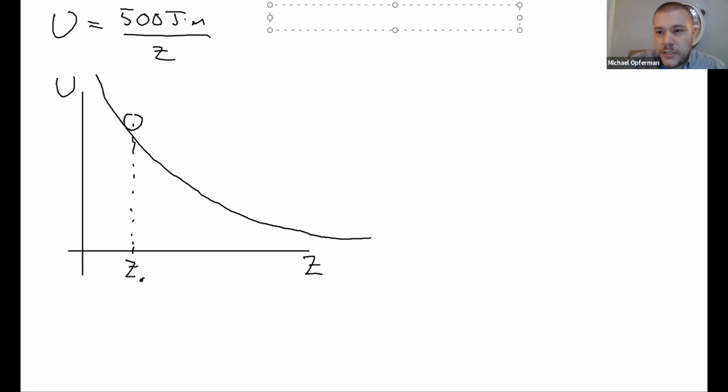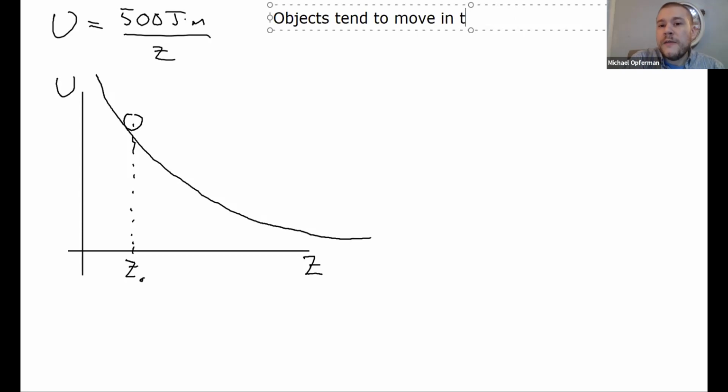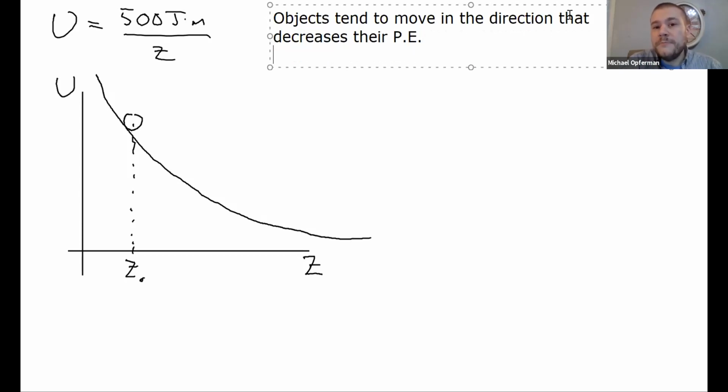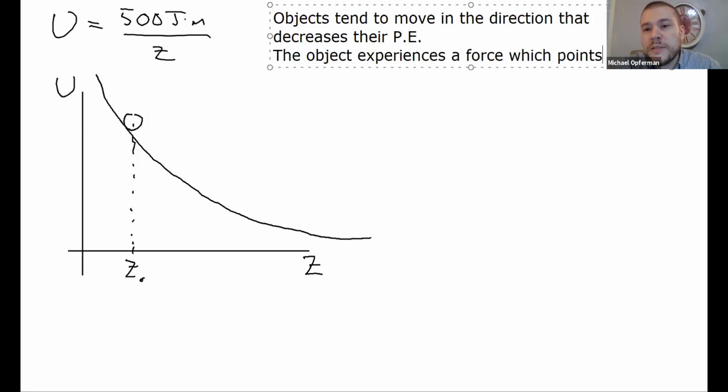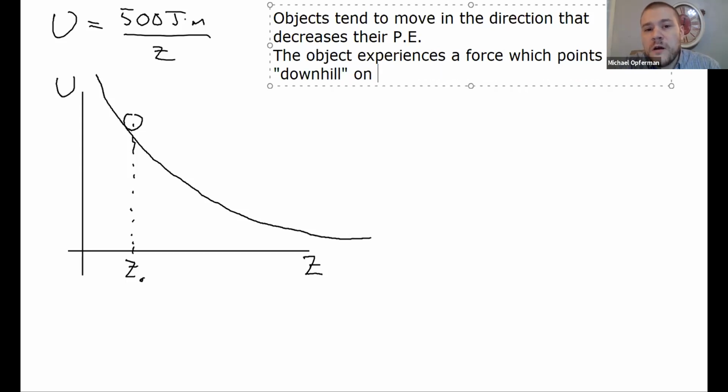Let me just write this down because this is important. Objects tend to move in the direction that decreases their potential energy. If you make that statement a little bit more precise, I have to appeal to your knowledge of Newtonian physics for a second here, which I don't usually like to do in the world of energy, but let me at least say it. The object experiences a force which points downhill on the potential energy graph.